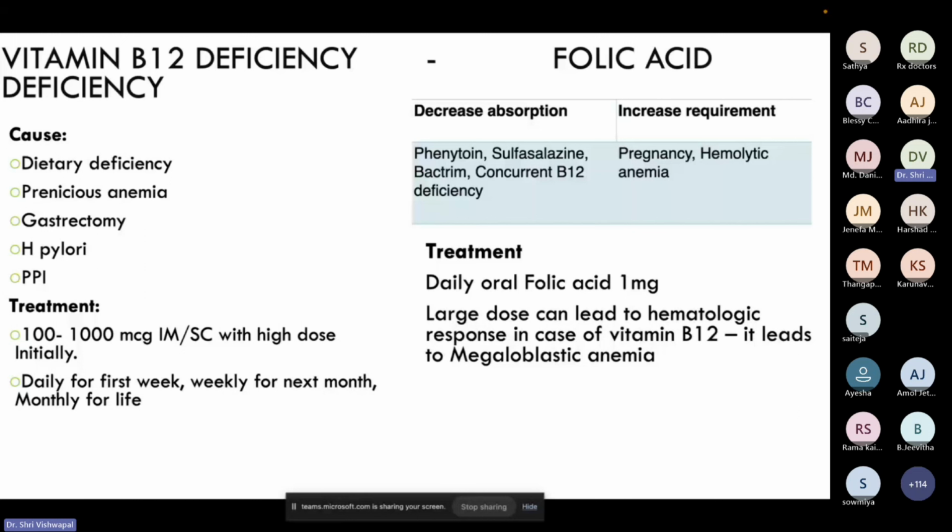But when your vitamin B12 is on the lower side, it can lead to nerve damage, because nerves need vitamin B12 for regeneration. So it is always important to differentiate vitamin B12 deficiency from folic acid deficiency.